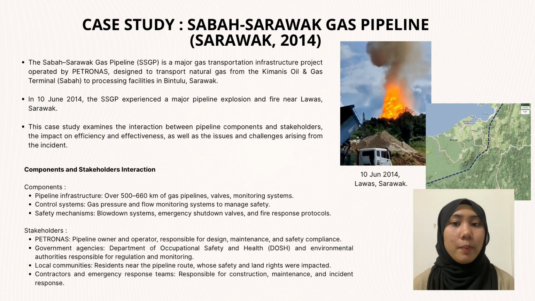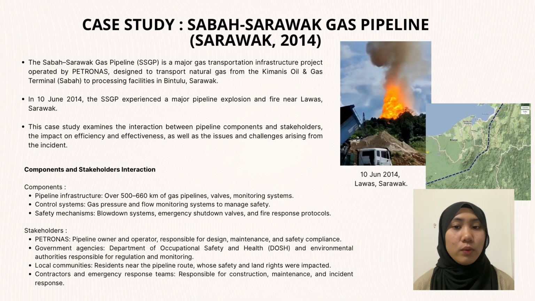For component, pipeline infrastructure, over 500 to 660 km of gas pipeline involve monitoring system. Control system is a gas pressure and flow monitoring system to manage safety. A safety mechanism: blowdown system, emergency shutdown valves, and fire response protocol.